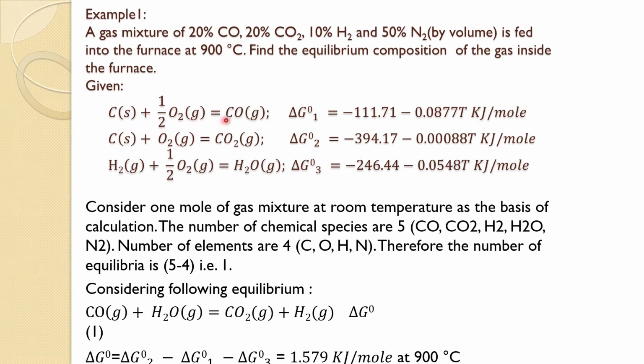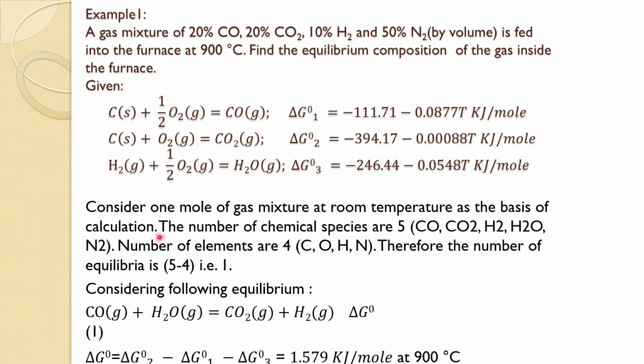Carbon plus oxygen, the free energy of CO formation, then CO2 formation, the free energy of that, remember it is given in kilojoule per mole, okay. And then the water formation, this is also in kilojoule per mole. So, based on that we have to find the equilibrium composition of the gas inside the furnace.